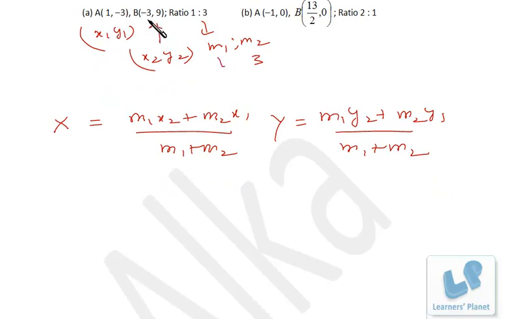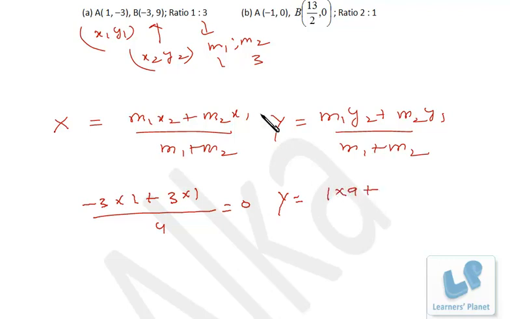m1 into x2 minus 3 into 1 plus m2 x1, 3 into 1, upon m1 plus m2, that is 4. So that's minus 3 and 3, that's 0. And the y coordinate is m1 y2, so that is 1 into 9 plus m2 y1, that is 3 into minus 3, by 4. So that's also 0.